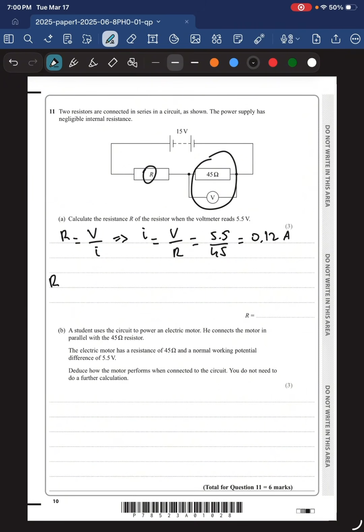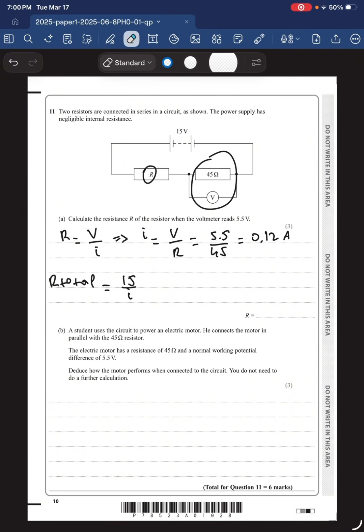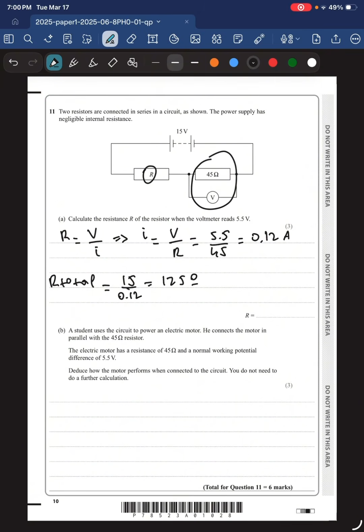Okay. Now, the total resistance should also obey Ohm's law. So it should be equal to 15 volts, which is the power supply, over the current, which is 0.12, right? So the total resistance is 125 ohms. But the total resistance is equal to R plus 45 ohms because they are in series, right? And this is equal to 125 ohms. Therefore, R is 80 ohms, and that's the answer.